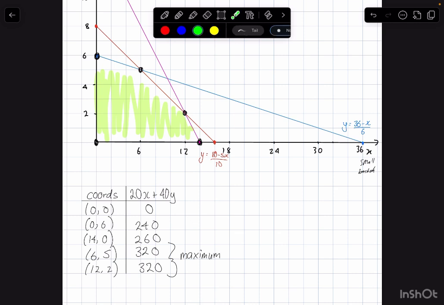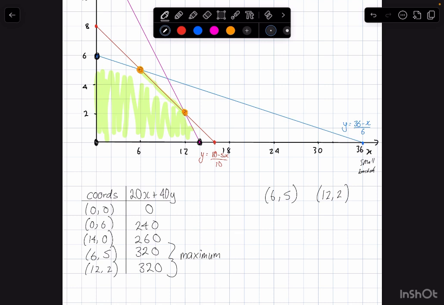Now, if I relate those 2 points, (6, 5) and (12, 2), onto my graph, I'll do it in orange, this point here and this point here. And we can see that they are joined by this orange or red line segment. Now, that line segment is super important because every coordinate that is a whole integer number along that line is an optimal solution. So we need to find if there are any other integer solutions between (6, 5) and (12, 2).